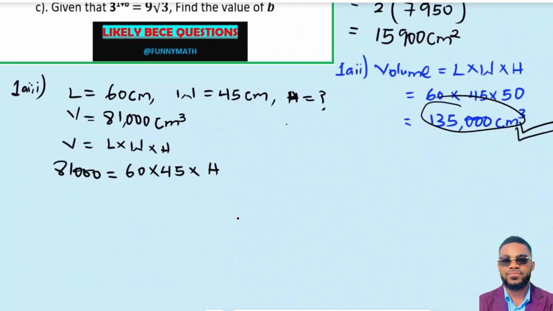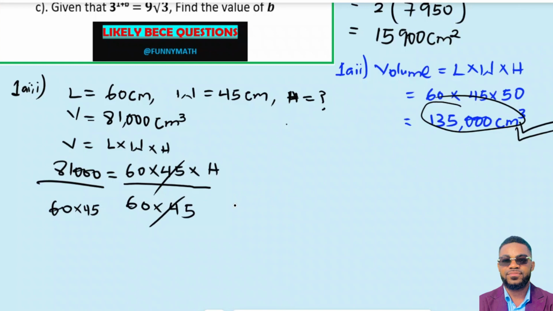So what do we do? We have to divide the whole of this side by 60 by 45, and the whole of this side by 60 by 45. So this one, just do away with this one. So now we have h. After doing the cancellation, you find out that the height is going to be 30 centimeters. It's a whole lot of stuff, but you should be able to cancel out to get a final answer. And the height is 30 centimeters.